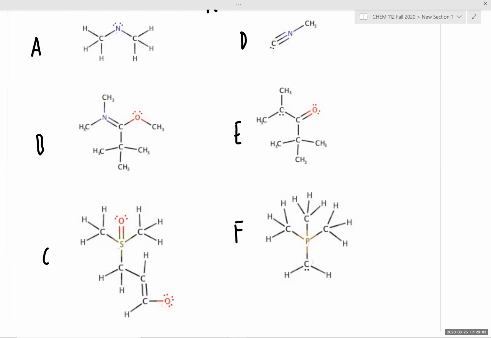Part of the reason why I like the bonding motifs organizational structure is because it allows you to very quickly recognize common bonding motifs and assign the formal charges to your atoms very efficiently.